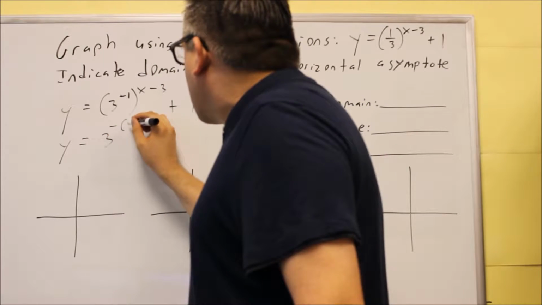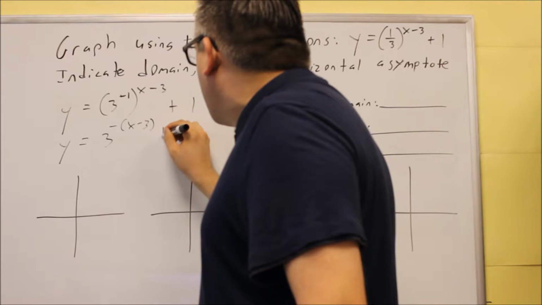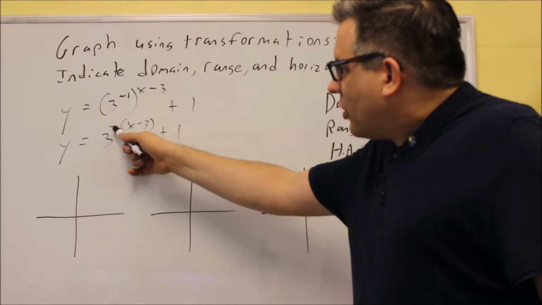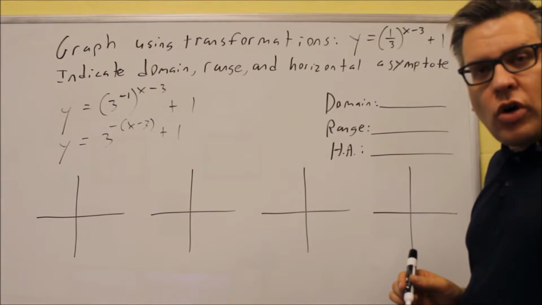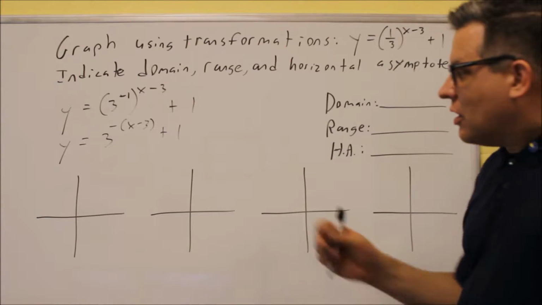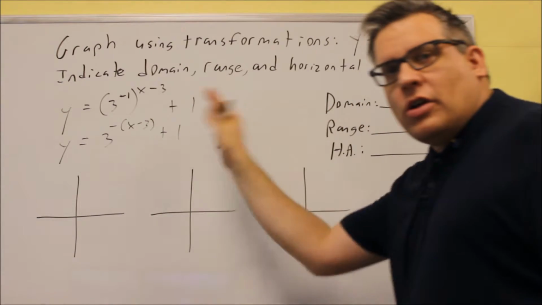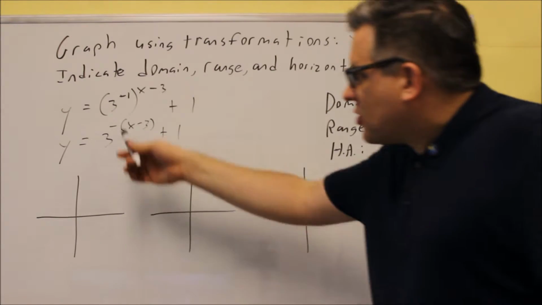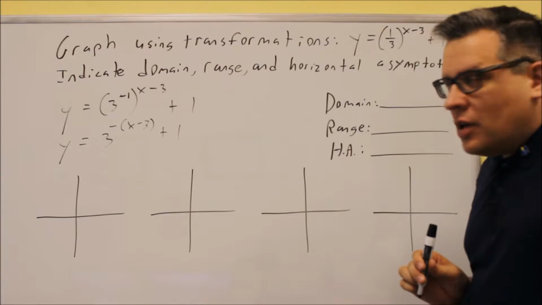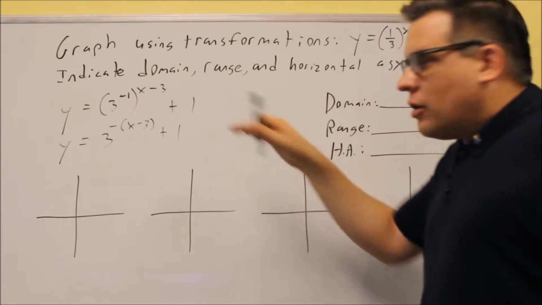Actually, I'm just going to leave it in this format. I could go ahead and multiply that through, but instead I'm just going to put the negative out front. The reason is that if you see a negative in the exponent position, it ends up being a flip over the vertical axis. So I'm purposely leaving it in that form, so we'll know how to deal with that later. Now let's go ahead and graph this one.